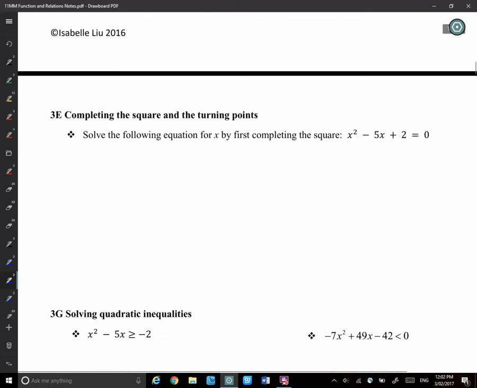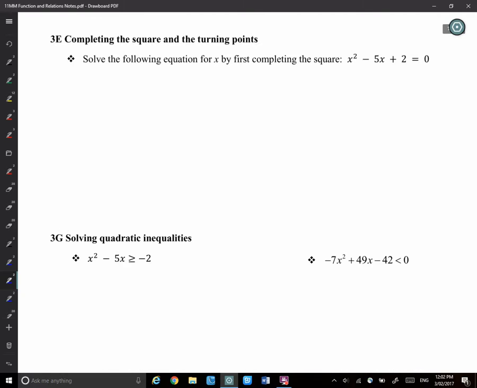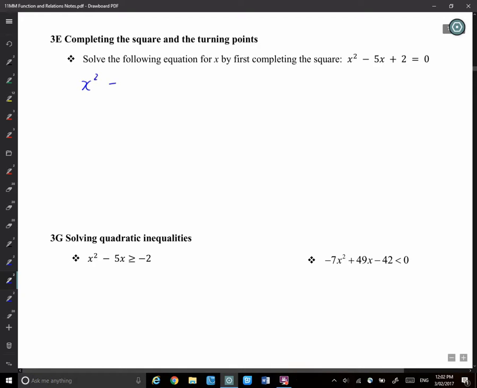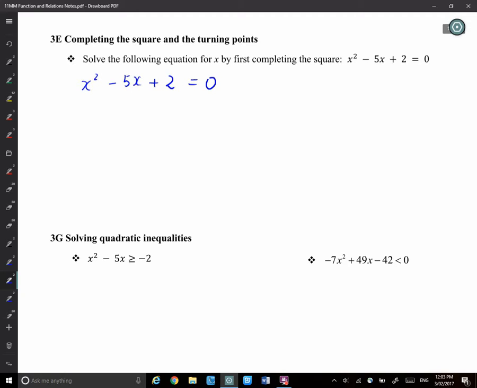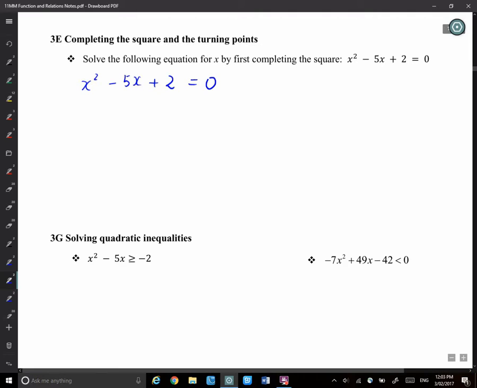I'll pass that. For 3E, I will do this with you. Solve the following equations for x by first completing the square. Let's copy this question down again. Complete the square. So how do we complete the square? I will write things in order: x squared minus 5x plus 2.